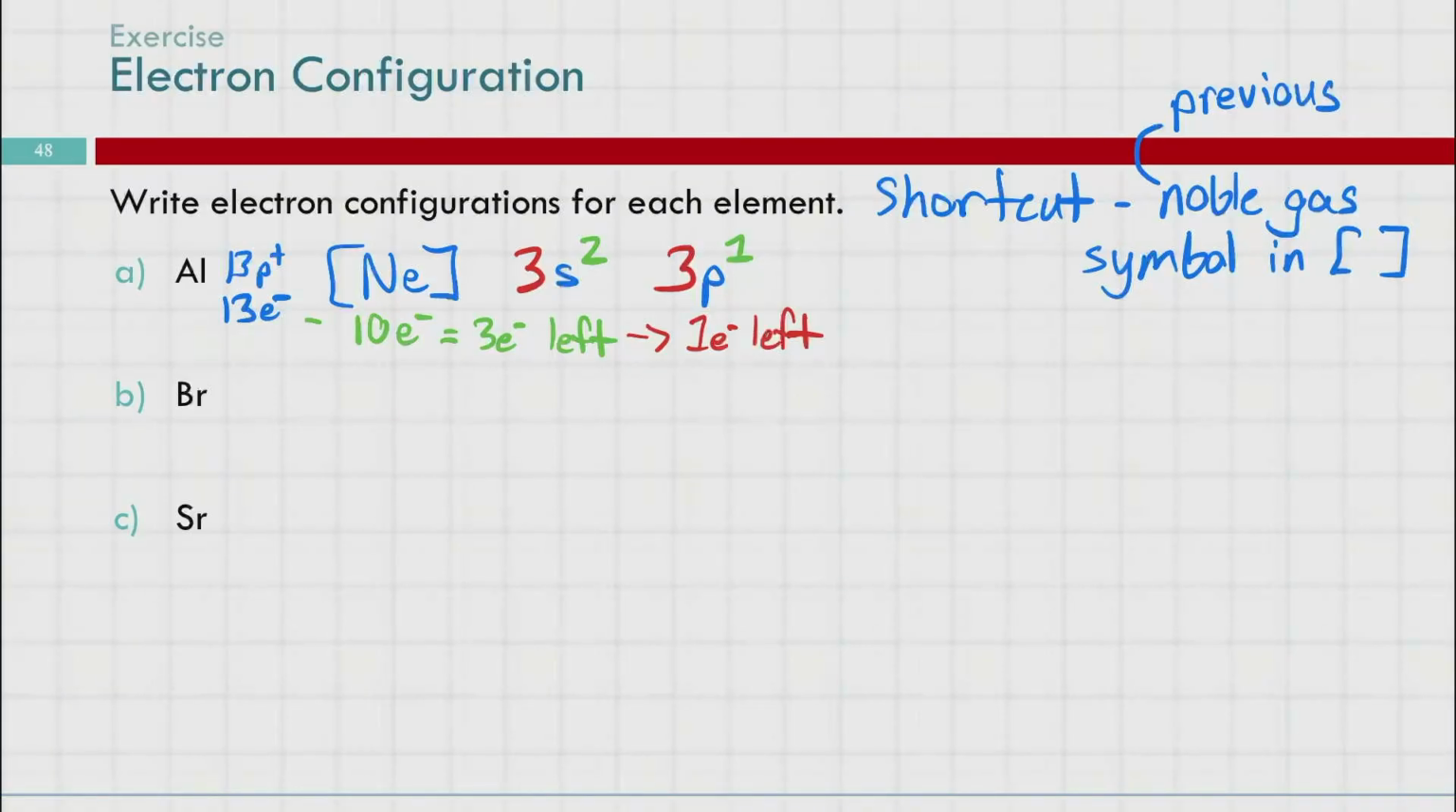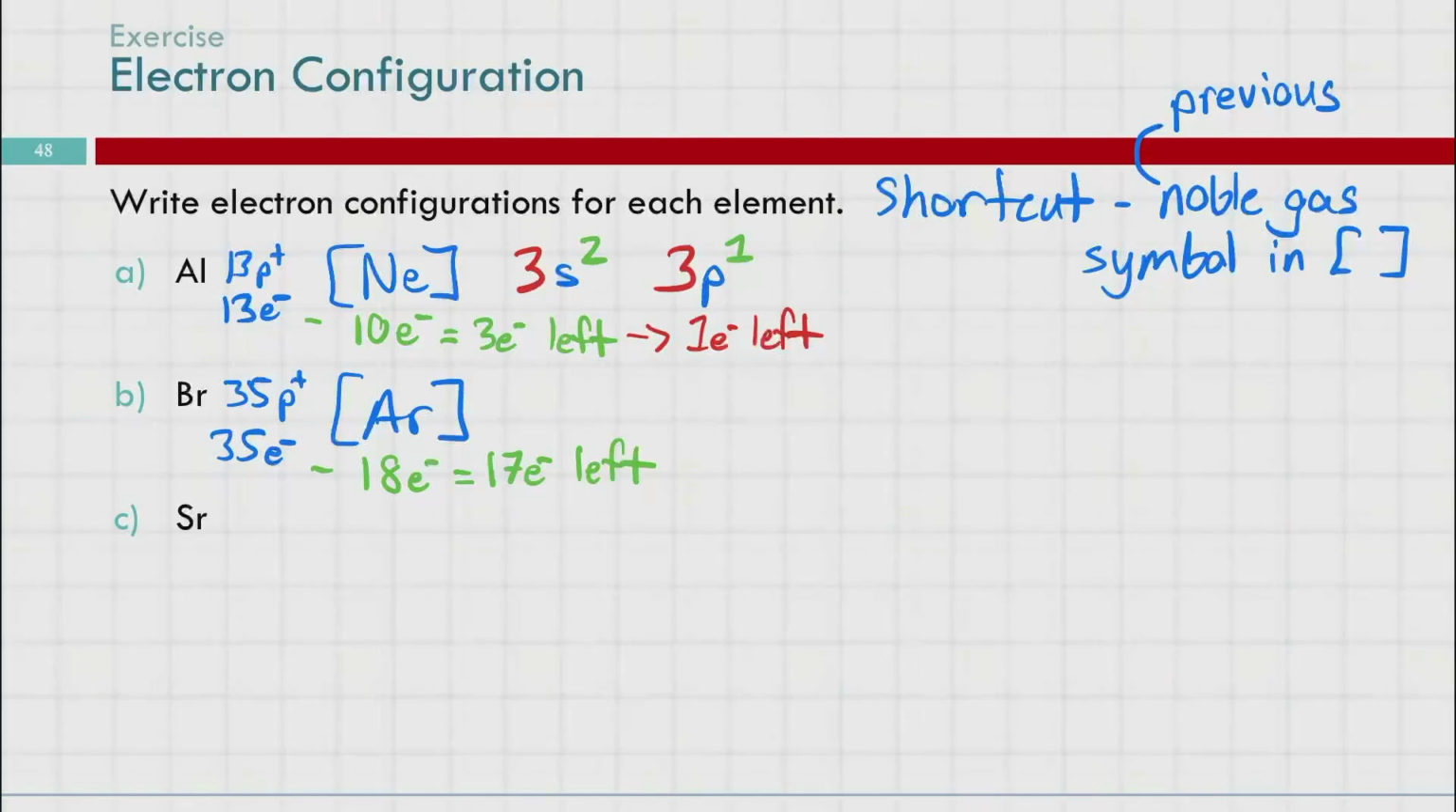Moving on to bromine, Br, we find bromine on the right side of the periodic table. It's number 35. Our previous noble gas is argon. Argon is at the end of row 3. And so we're going to use capital A lowercase r in brackets for our shortcut. Bromine, being number 35 on the periodic table, has 35 protons. It also has 35 electrons. Argon is number 18, meaning that it has 18 electrons, so we have 17 electrons left to place.